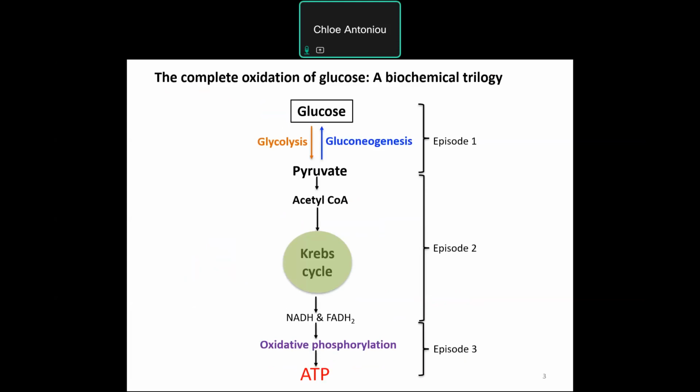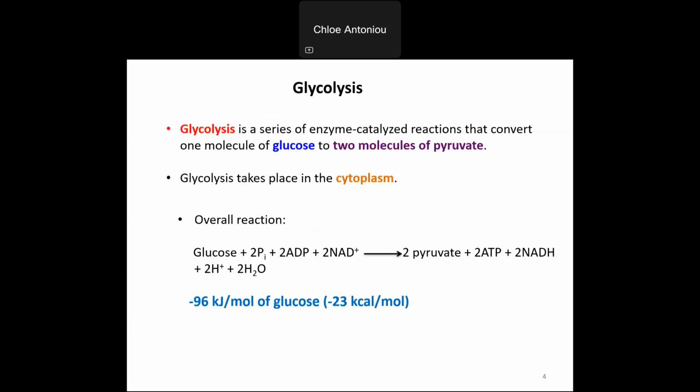So we'll take 4 sessions altogether to go through these 3 episodes. The first one is rather big, so we need 2 sessions. So that's the ultimate goal, for us to go through this pathway. This pathway is perhaps the most central to metabolic pathways. After this, all the pathways will feed into or out of these. So if you have a good, solid understanding of this, it helps you understand the upcoming lectures as well.